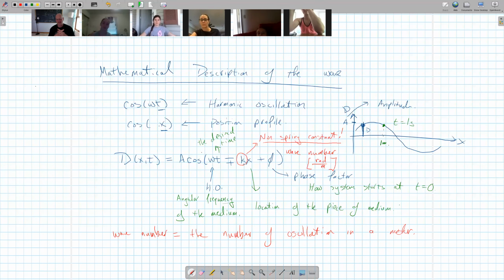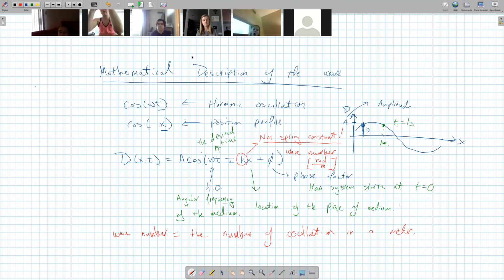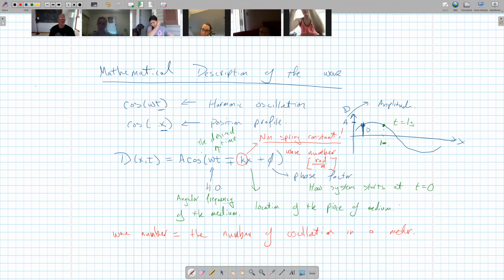Just because you see a K doesn't automatically mean it's the spring constant. It could be Boltzmann's constant or the wave number or the electrical constant by the time we get to electricity. Unfortunately, that's the way our book does it, so we have to stay consistent with the book. I would like to use a different variable, but I don't want to confuse you when it comes to the book. So this is just convention. We just have to keep these things in mind. Okay. So good. This is how we actually describe a wave.